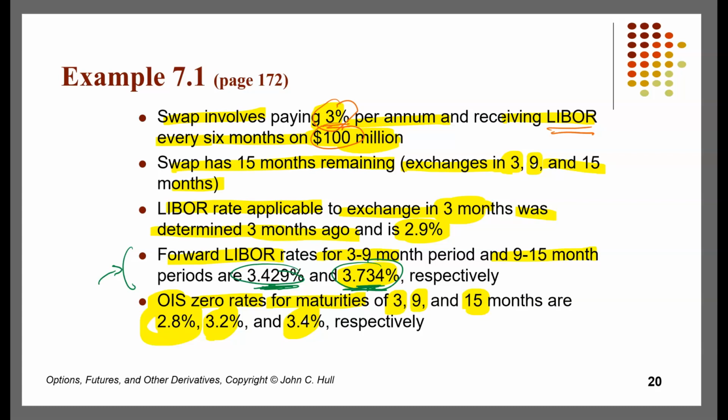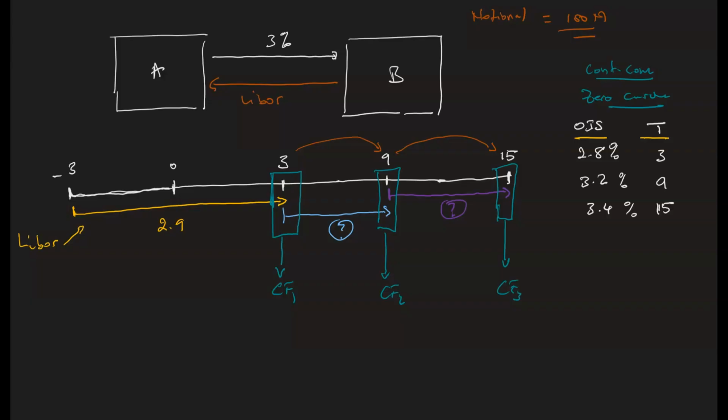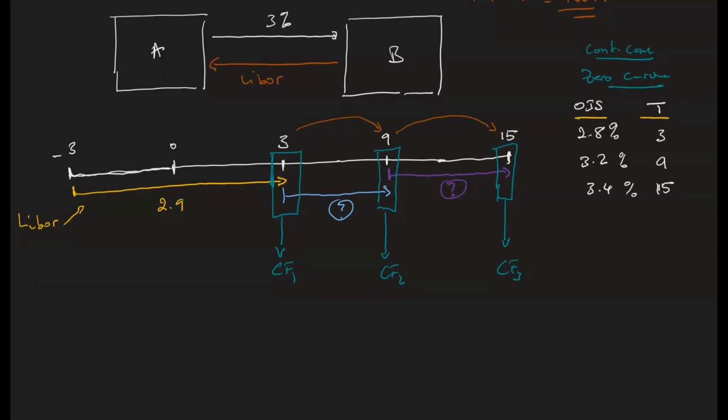Payments are made every 6 months, so this is a 6-month payment. That's not continuously compounded. The exchange that occurred there, the LIBOR rate is given, and LIBOR is at 2.9% for the first period, and we have the maturities of 3, 9, and 15, and the OIS rates are 2.8, 3.2, and 3.4. All right, so that's what we have. So we can go back to our board, and the question that we want to answer is what are these cash flows?